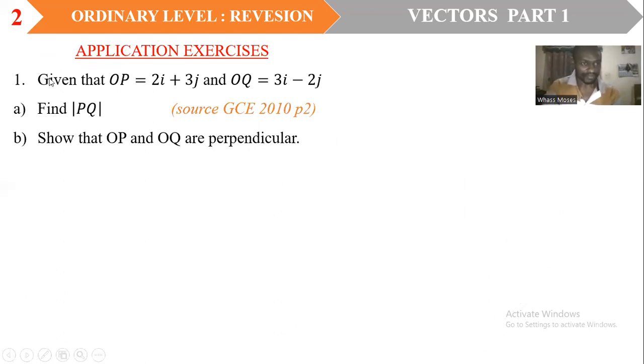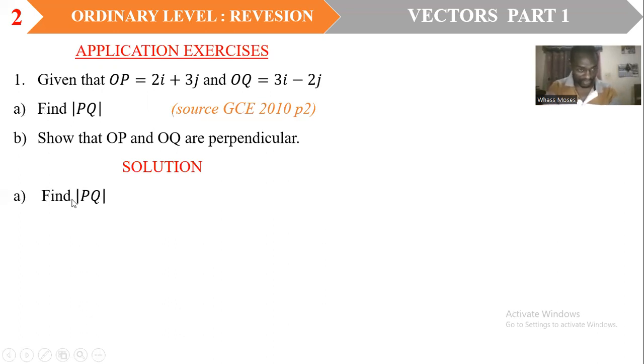Exercise 1. Given OP equals 2i plus 3j and OQ equals 3i minus 2j. A, find the magnitude of PQ. B, show that OP and OQ are perpendicular. This question is taken from GCE 2010 paper 2. We look at the solution.